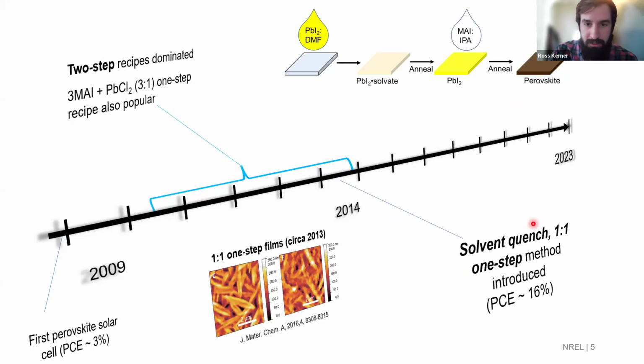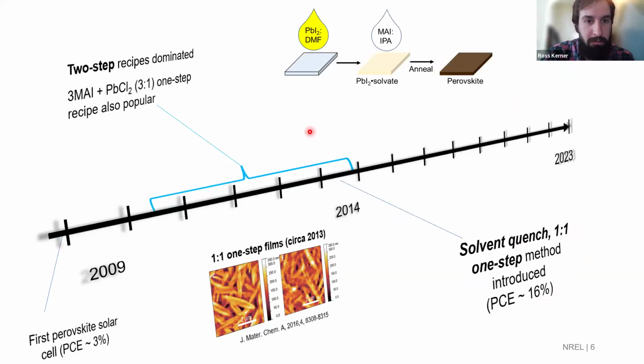Then around 2014, the first solvent quench was demonstrated, and that allowed all of us to transition to the 1-to-1 one-step and get full coverage films. And the first PCE was 16%, and now we've pushed that past 25, I believe. But I want to point out that in the end of this era, people were starting to look at doing the MAI IPA on the solvated lead iodide film. And I think that was maybe not the first, but one of a really good major success in terms of leveraging a known solvated film. So that occurred around here.